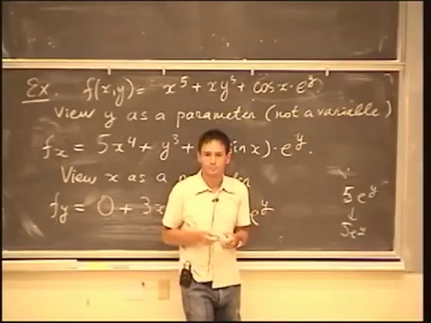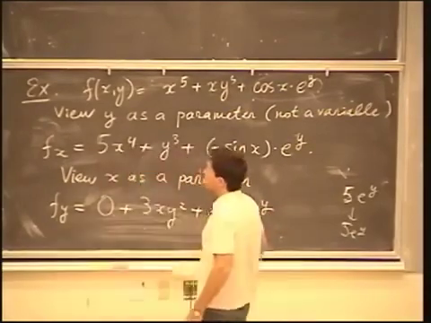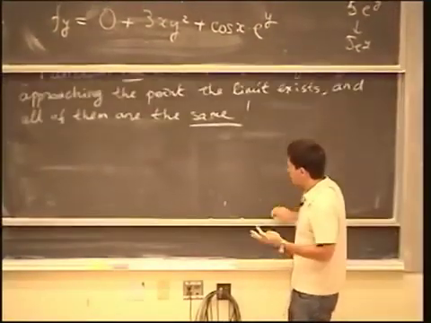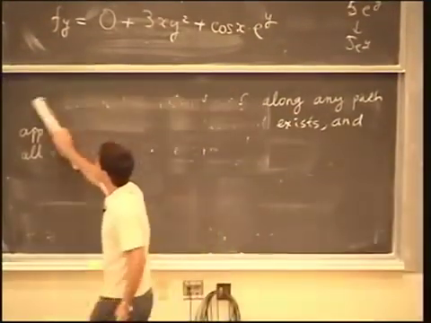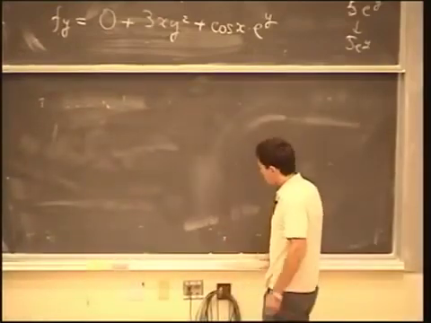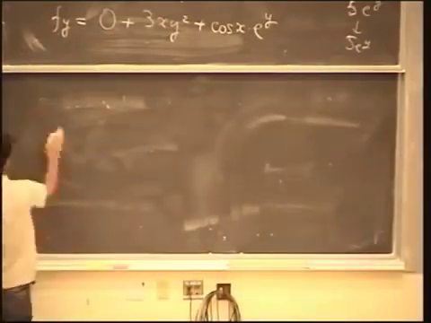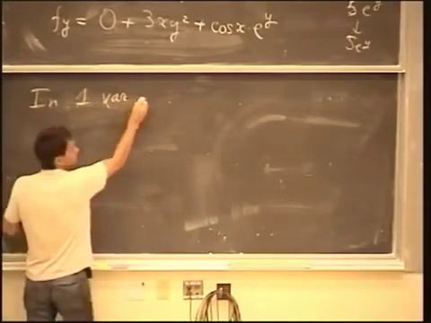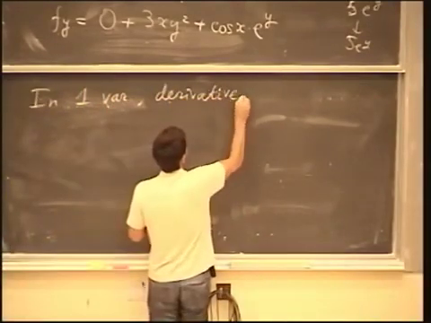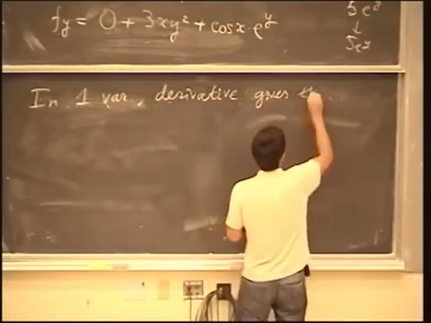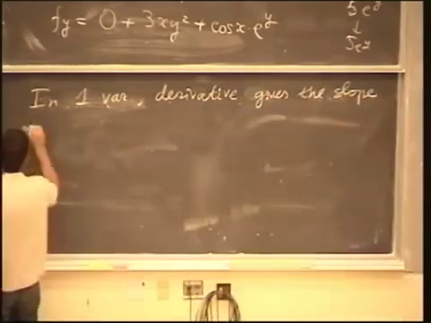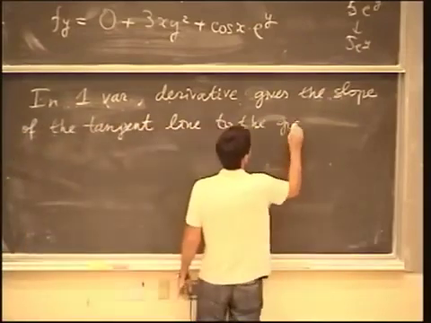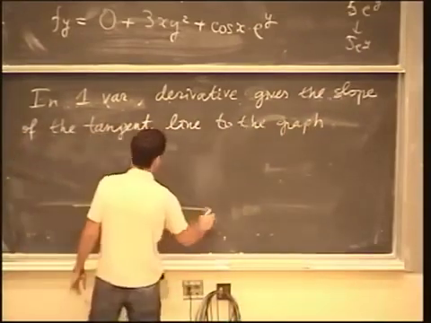Any other questions? Okay. So next, I would like to explain the geometric meaning of this, because as you see in this course, algebra and geometry go hand in hand, and all the concepts that we discussed algebraically have a geometric interpretation, which is very important. So for functions in one variable, the derivative of the function has to do with the slope of the tangent line. In one variable, the derivative gives a slope of the tangent line to the graph.